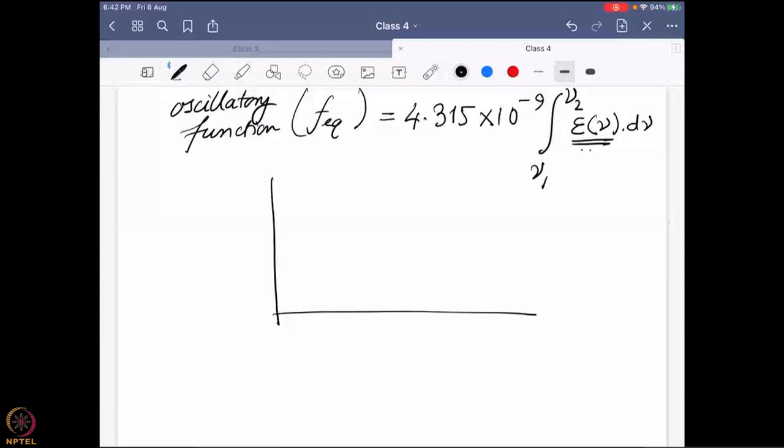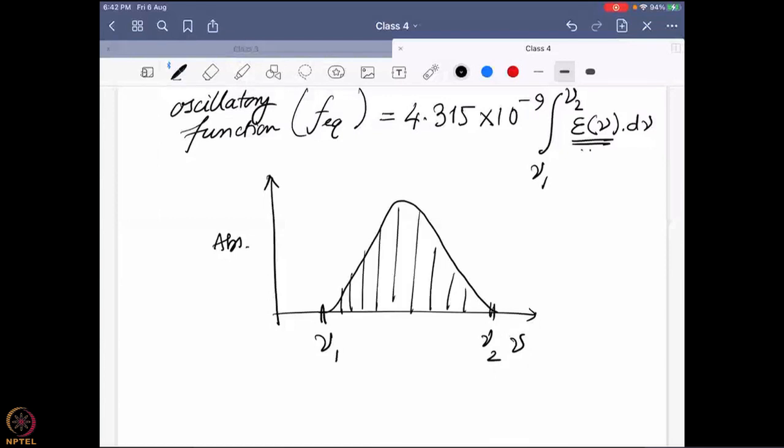For example, say this is the absorbance, this is the frequency. So I'm measuring a frequency between nu 1 to nu 2, and what I see is a band like this. And over there, what I'm going to do is take the area under that. So that area might look like this, or like this, or like this. It totally depends on how the molecule is interacting with the electromagnetic radiation, how the molecular electronic distribution is behaving, how much it can exchange the oscillation. Depending on that, this area will change, and this area is defined by this oscillatory function.